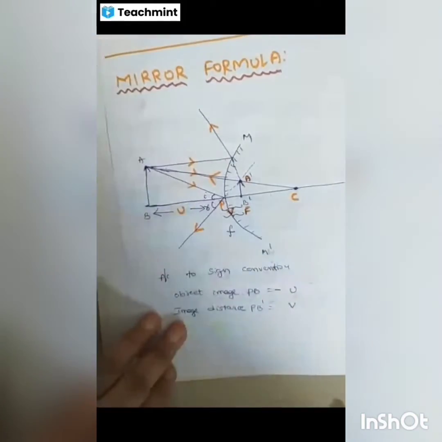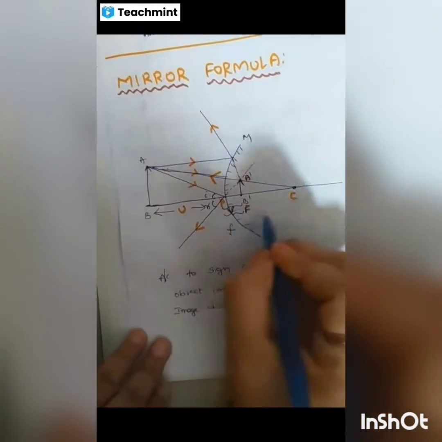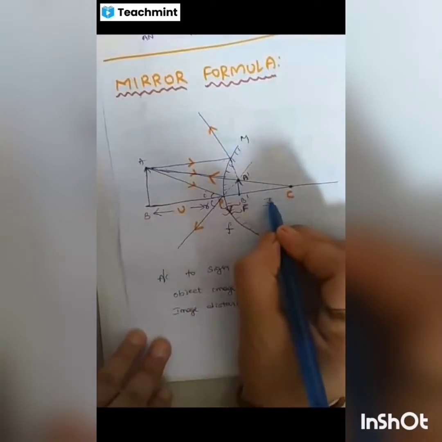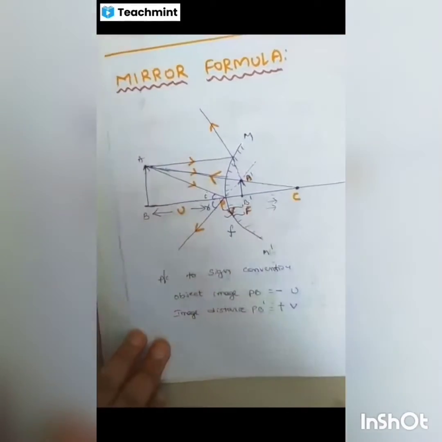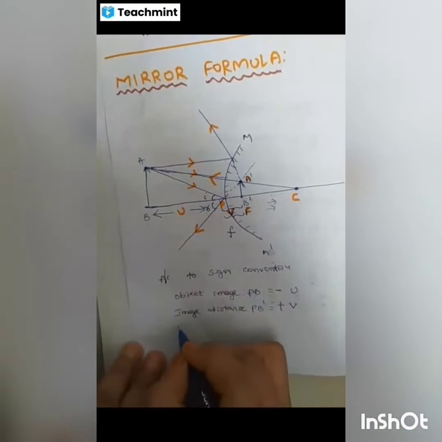Is it plus V or minus V? Plus V, ma'am. Yes, we are measuring PB dash in this direction, and light is also in this direction. That is plus V. As well, we'll take the focal length.